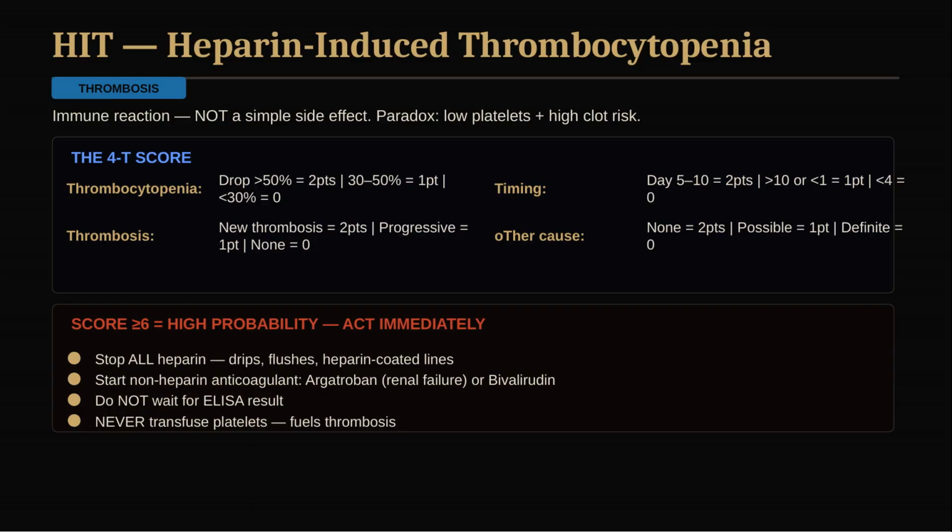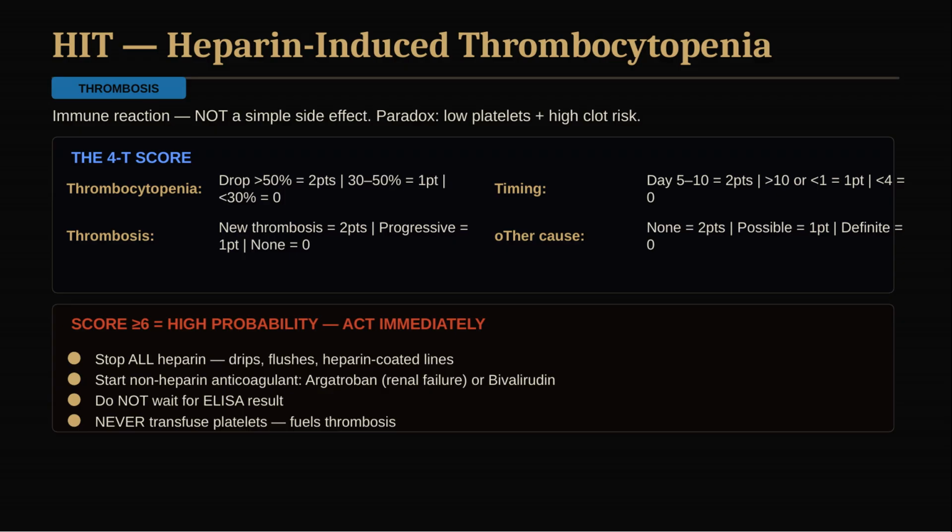HIT is an immune reaction, not a simple side effect. Heparin binds platelet factor 4, creating a neoantigen. Antibodies form against the heparin-platelet factor 4 complex, activating platelets massively, causing both thrombocytopenia and a prothrombotic state. The paradox? The patient is low in the platelet count but clotting everywhere else.